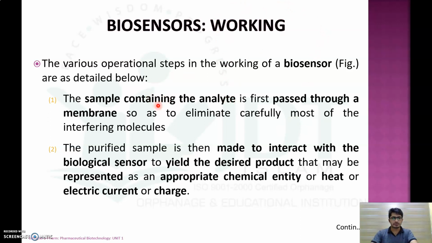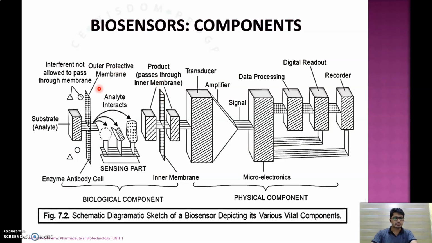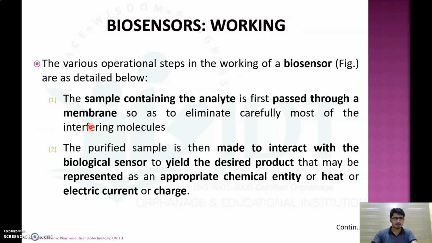It includes four steps. In the first step, the sample containing the analyte is first passed through the membrane so as to eliminate the carrier and most interfering molecules. So this membrane is used to allow only the passage of the analyte or substrate to be analyzed through it. This membrane will block other material that is interfering with the detection of the biosensor.